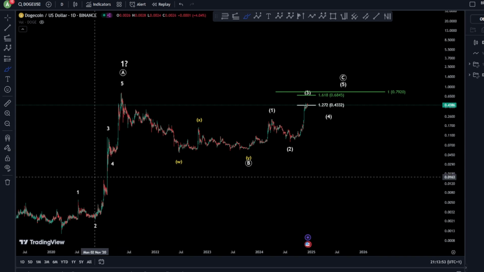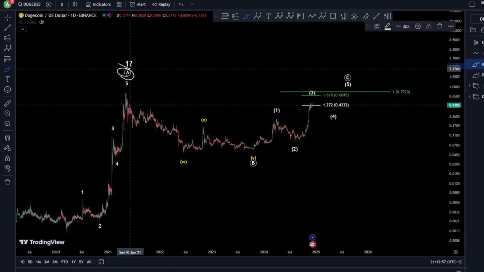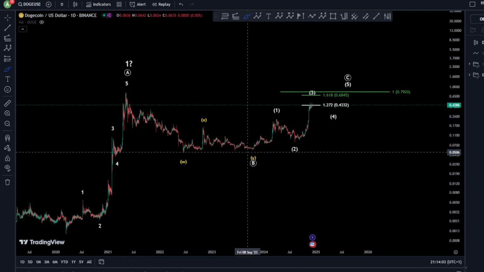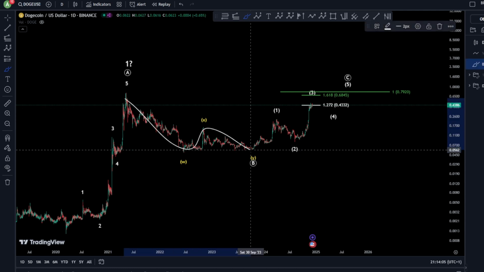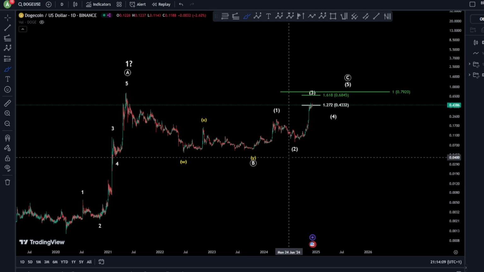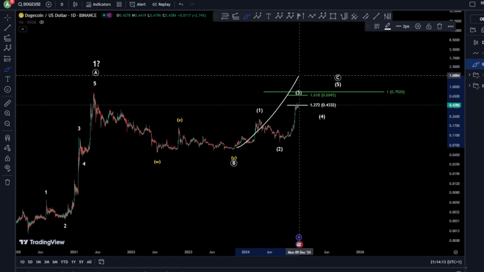Starting on the daily chart, we are looking at 1, 2, 3, 4, 5, finishing a wave A or a wave 1, of course, in another scenario. In both case scenarios, you would like to see a WXY here as 3 corrective waves and finishing a wave B or a wave 2. Now, after both case scenarios as well, you would like to see an impulsive wave towards the upside.